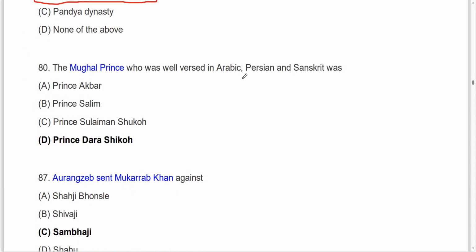The Mughal prince who was well versed in Arabic, Persian and Sanskrit was Prince Dara Shikoh. Prince Dara Shikoh was the Mughal prince well versed in all these languages, Arabic, Persian and also Sanskrit.